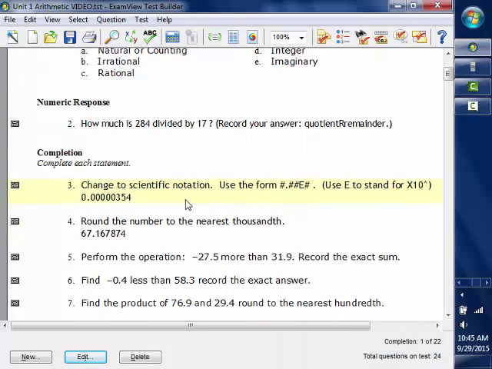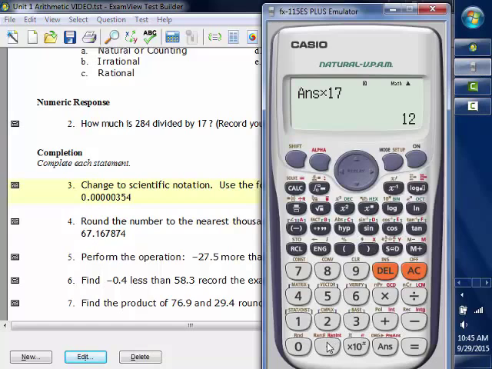Okay, change to scientific notation. So we would do 0.0000354 equals, and then it says 3.454 times 10 to the -6th.